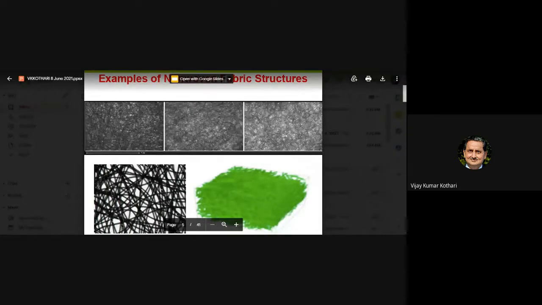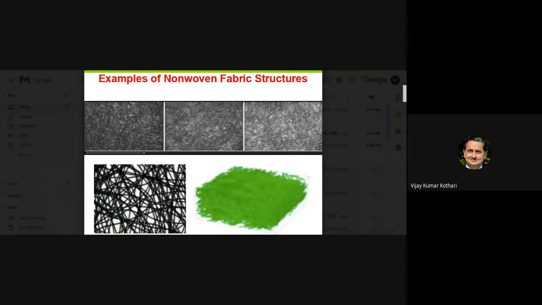And the way the fibers are arranged and the way the fibers are bonded in the fabric structure would make a lot of difference to the properties of these fabrics. We are not going to be concentrating on non-woven structures in this particular presentation, but we'll be talking more about the woven structures made from the yarns and the knitted structures made from the yarns, which are the most popular ways of making fabrics.